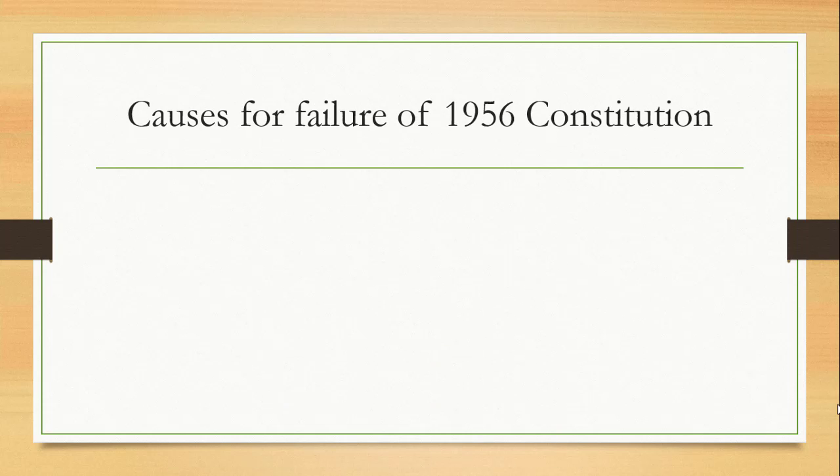Dear students, now we will discuss the causes for the failure of the 1956 Constitution. What were the major causes that led to the failure of the 1956 Constitution? Now let me discuss one by one. So the first one is lack of leadership. Dear students, lack of leadership played its role in the failure of the Constitution of 1956. For lack of leadership, Pakistan never found its way to development of its parliamentary system. So the parliamentary system under the first constitution of Pakistan failed.